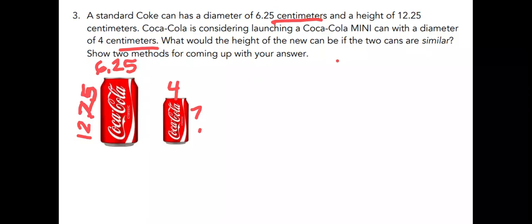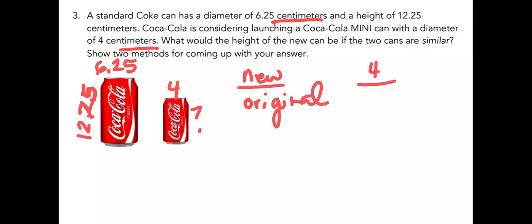So if they keep the same ratio. Okay, well let's figure out what the ratio is. Let's do new divided by original. There's more than one way to do this, but if we keep in mind the scale factor, this is kind of nice. So we could do 4 divided by 6.25, and this will tell us the scale factor. And that is 0.64. So that's my scale factor.